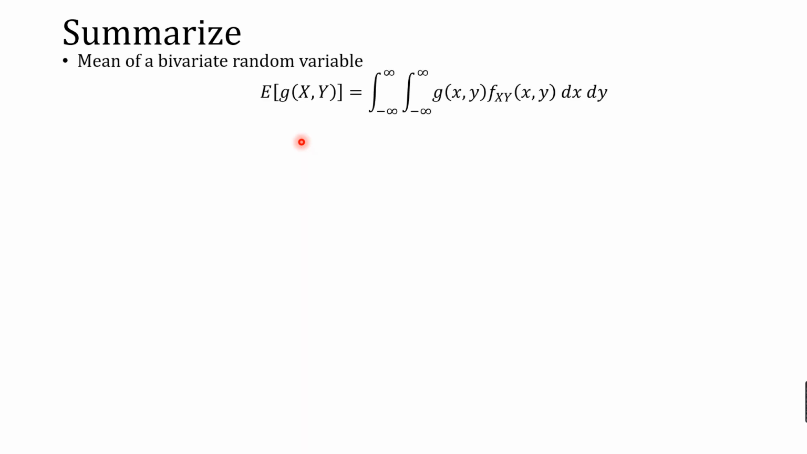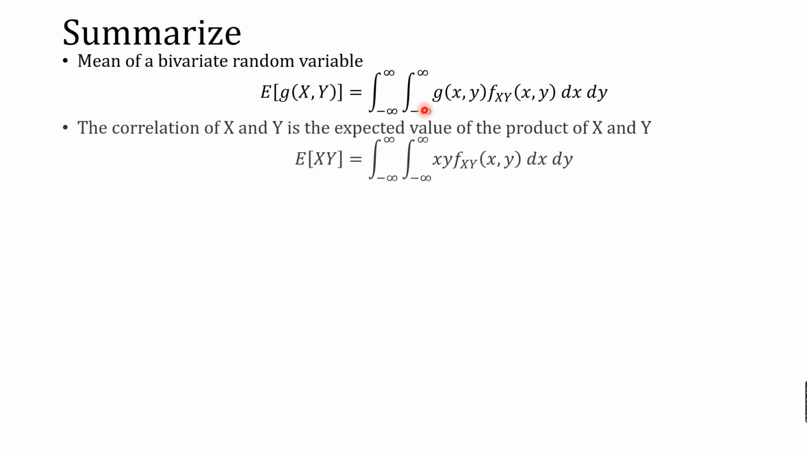Alright, let us summarize all these things. Expectations of a bivariate random variable: the first thing is the mean of a bivariate random variable, which is defined here. And the correlation between x and y is actually the expectation of the product of those two. So this correlation may be positive, negative, or uncorrelated. Keep the point in your mind, correlation of xy is nothing but the expectation of the product of x and y.